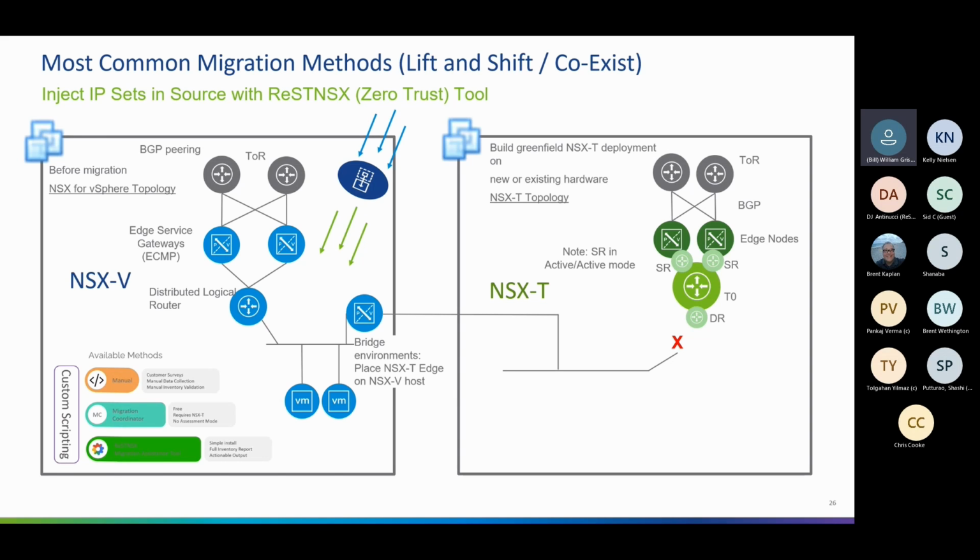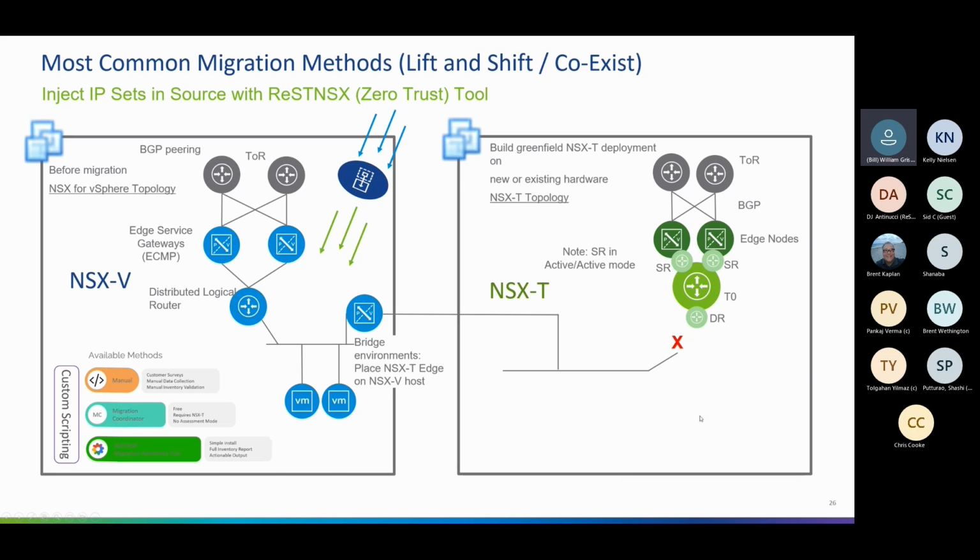We're using the REST NSX Zero Trust option, and there are some advanced options on that, by the way, for how to do it exactly. Migrate all the firewall rules over. In this case, we also migrated the networks over. Again, the core route switch infrastructure is already in place, right? We inject those IP sets over into the NSX-V source, and then we have a bridge that's built.